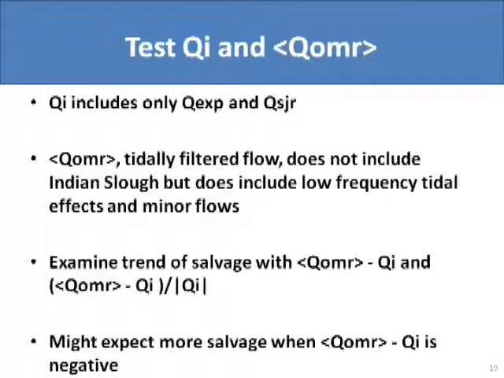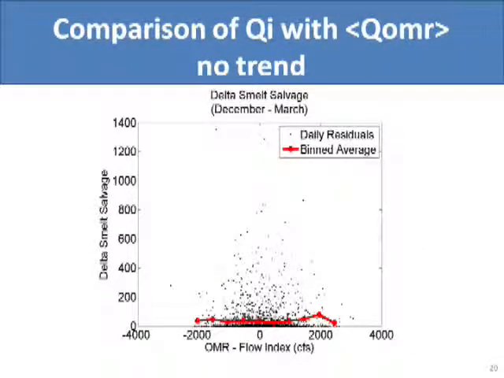You would expect that when Old and Middle River flows, the measured numbers, are very much more negative than the index, which will happen on certain parts of the spring tides, you get a lot less salvage, and when it's the other way around, it goes the other way. So you get more when it's more negative, less when it's less negative, and you don't see that. When you look at that, and this is non-dimensionalized, I'll show you the dimensional version because I was looking at every which way to see if you could see any trend.